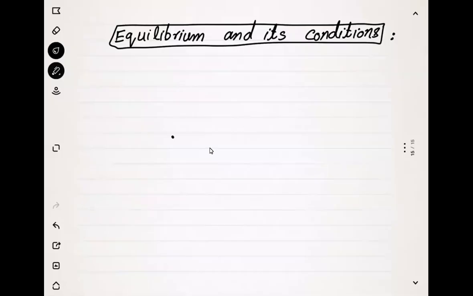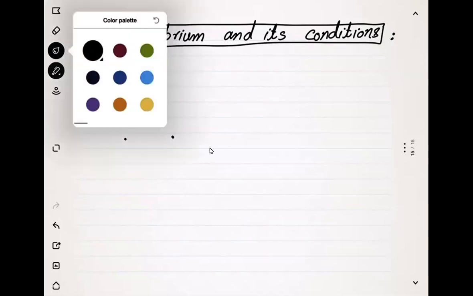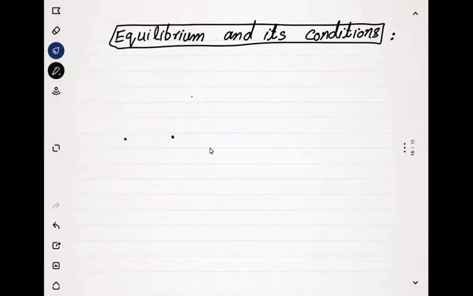Students, in this class, we are going to study equilibrium and its conditions. Basically, the conditions of equilibrium are mainly what we mean by equilibrium. When you say equilibrium, you are referring to the conditions. There are two conditions for an object to be in equilibrium.